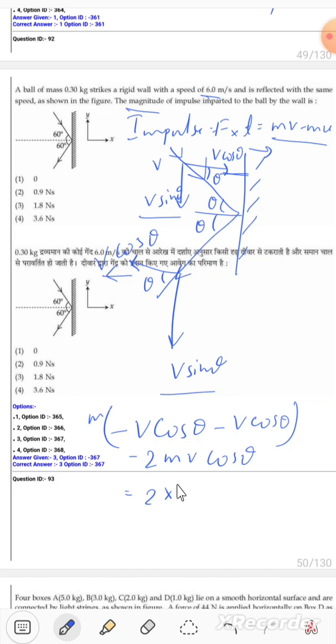The mass of the ball is given as 0.3 kg, and velocity is 6 meter per second, and cos theta, that is cos 60, will be half. So finally we are getting 1.8 newton second. The third option will be the correct one.